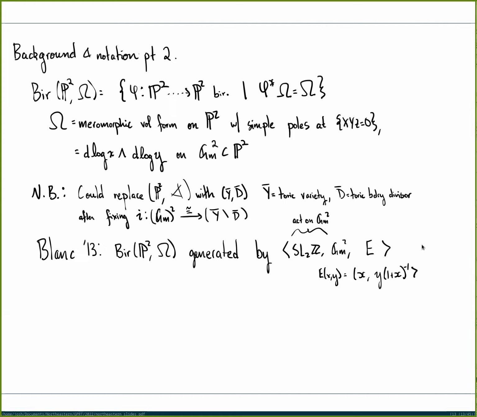And then this E is this cluster transformation. So this E does not preserve the algebraic torus. Let me actually write that big because I'm going to need it. So E of (x, y) is equal to (x, y(1 plus x inverse)). So that's your presentation of your group. And then for the rest of this talk, I'm just going to focus on the subgroup sitting inside it.